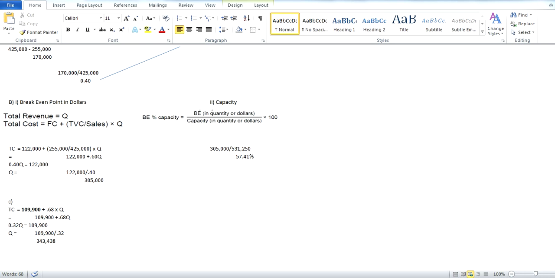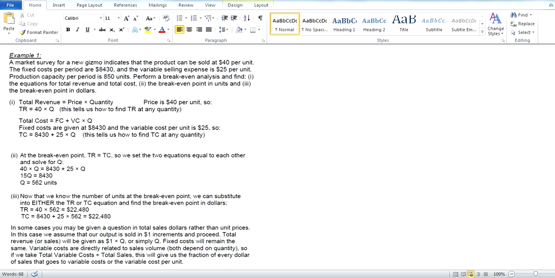Okay, guys? So these are your straightforward examples on cost-volume-profit analysis, break-even analysis, contribution margin, contribution rate, and what happens when some of your variables change. Hopefully this helps guide you through the assignment, and good luck to everybody. Thank you.